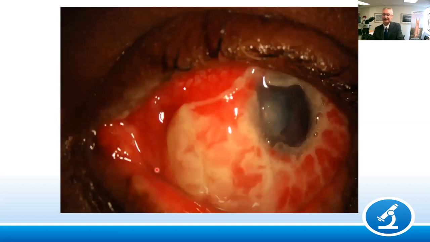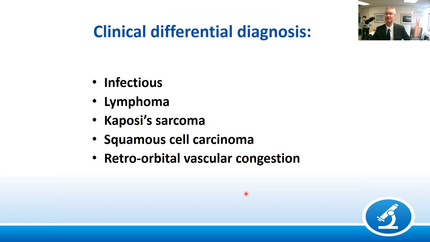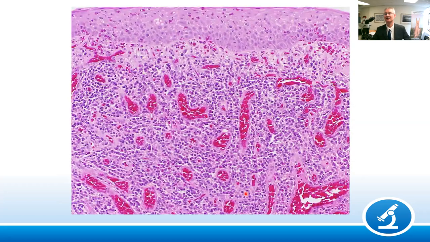You see this very angry bulbar conjunctiva, very red and inflamed and thickened, also involving the palpebral conjunctiva and the epibulbar conjunctiva, very, very inflamed, very irritated looking. At this point, we received a biopsy. The clinical differential diagnosis, of course, included infectious causes, lymphoma, papilloma, squamous cell carcinoma, and possibly retroorbital vascular congestion. Here's one area of the lesion. It's just a sheet of lymphoid and plasmacytic inflammation with some acute inflammation in the epithelium.